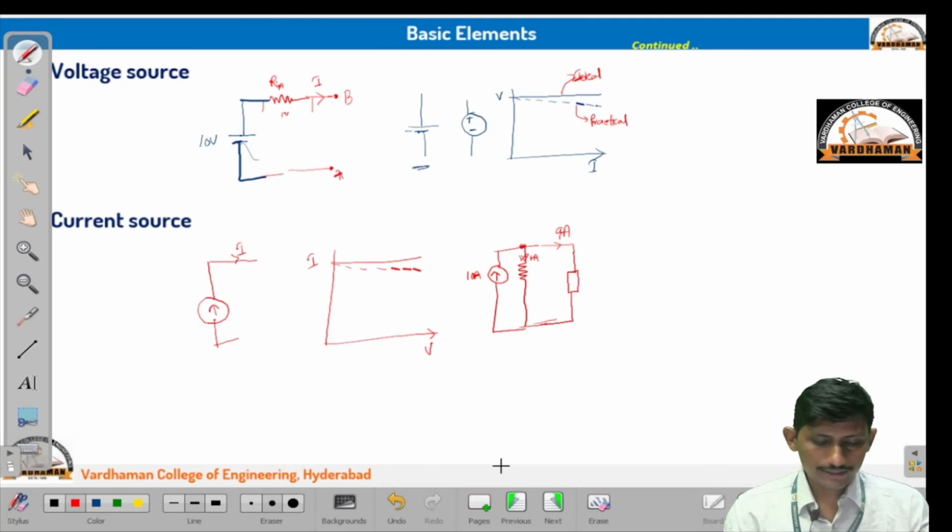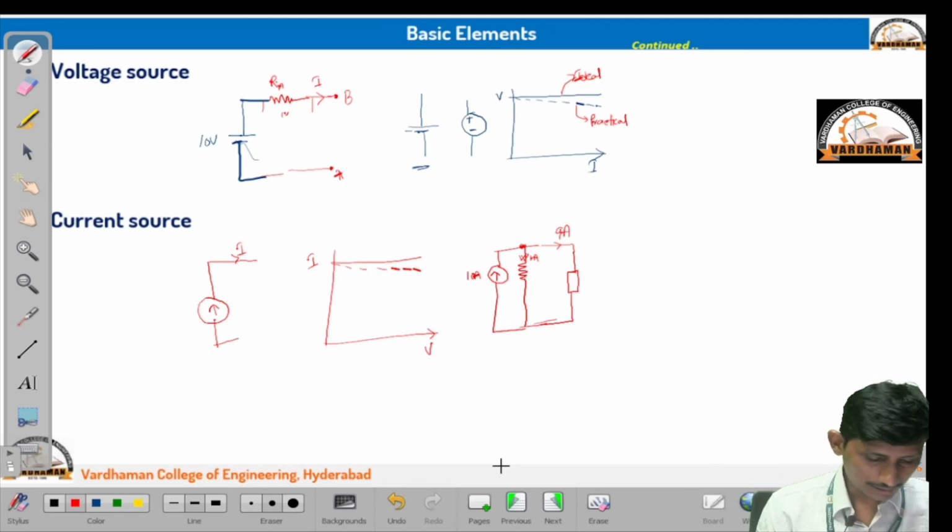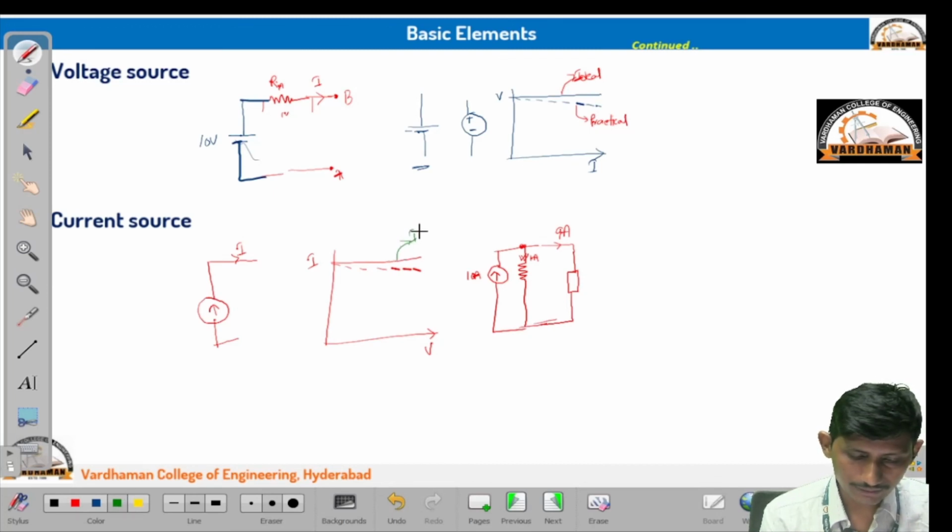Okay. So, this is the characteristic of the ideal voltage source and ideal current source. The straight line here is the ideal current source and the bottom one is practical.